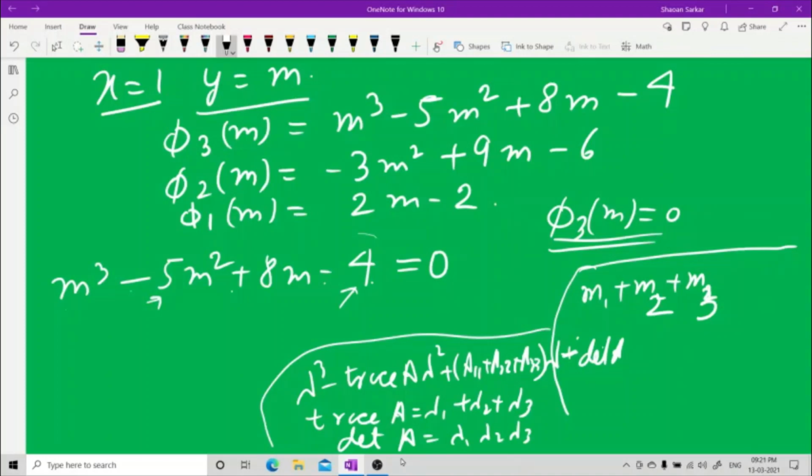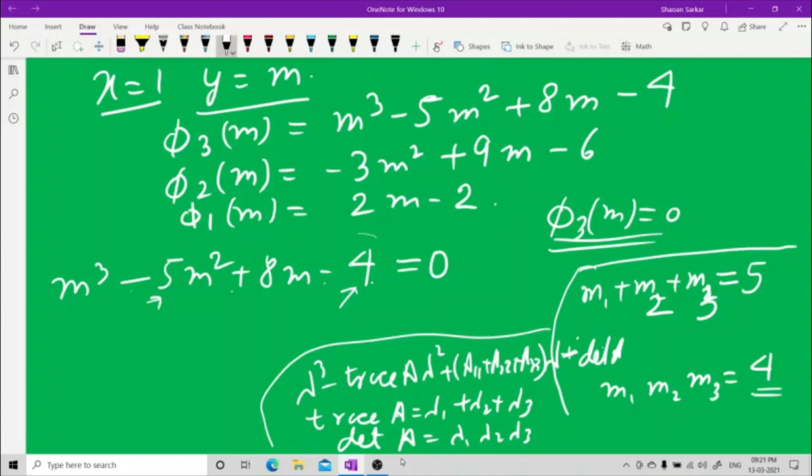वो lambda 1 lambda 2 भी तो eigenvalue roots ही थे. Lambda 1, lambda 2 were also the roots, and here also m1, m2, m3 are roots. So the sum of roots is nothing but 5, and the product m1, m2, m3 is nothing but 4. Sorry, m3. I'm doing this in rough. I hope you are getting it. I used to do it in this shortcut.